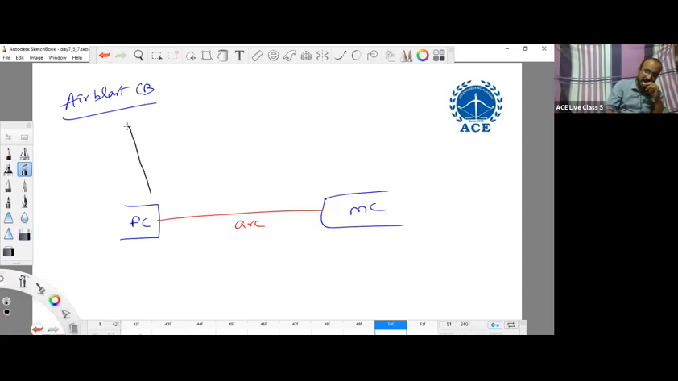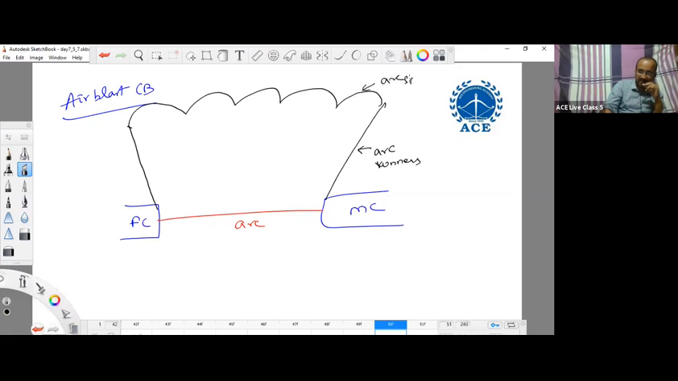So here we have arc runners, and arc splitters will be there. At the end of the arc splitters, what do you have here? Here solid insulation is placed. So this one is insulation.